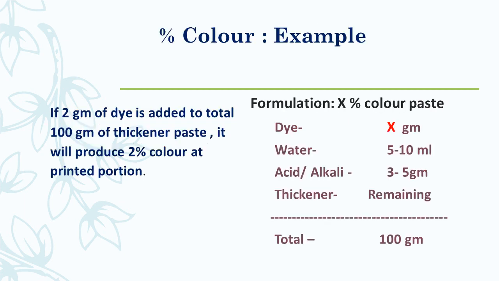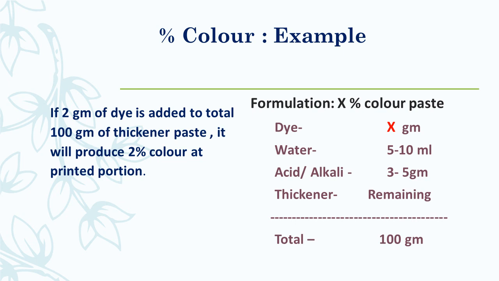Dear friends, let us try to understand it through one example. Now suppose if 2 gram of dye you are taking to make a total 100 gram of thickener paste, it will produce 2% color at printed portion after development of the dye through steaming. So whenever we take the required amount of dye to get the desired depth after printing, that will be known as percent color of that particular paste.